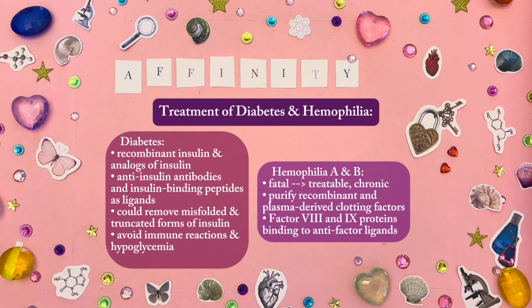Additionally, affinity chromatography has been used in the treatment of hemophilia A and B, making what was once a fatal disease a treatable but chronic condition. Chromatography has allowed for purification of recombinant and plasma-derived clotting factors, with factor VIII and factor IX proteins binding to their respective anti-factor immobilized ligands.